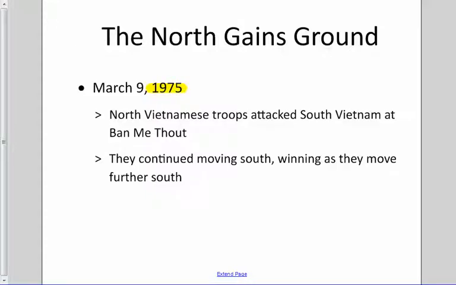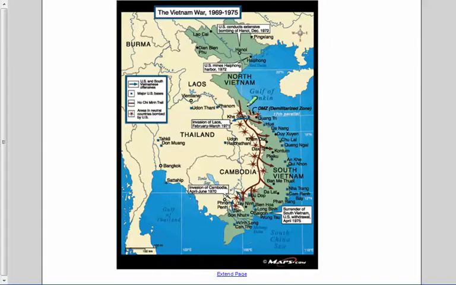North Vietnam gained some ground. So we had had a peace agreement between the U.S. and North Vietnam, but they really still wanted to be one Vietnam. So the North Vietnamese troops attacked South Vietnam in 1975, and they kept winning. So they just continued moving south, winning as they went. So they're taking over, and you can kind of see like they would just move through the south and take over. Okay, and they were aiming for one place in particular here, and I'll mark it with a pen.